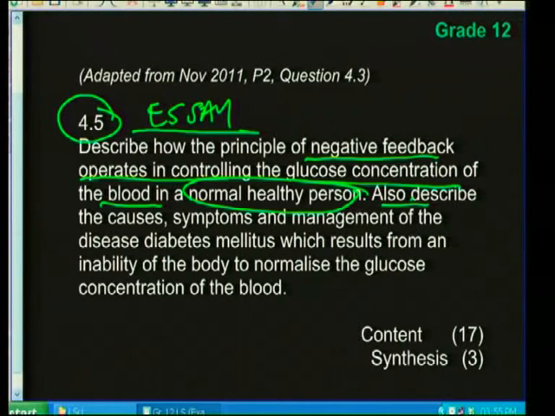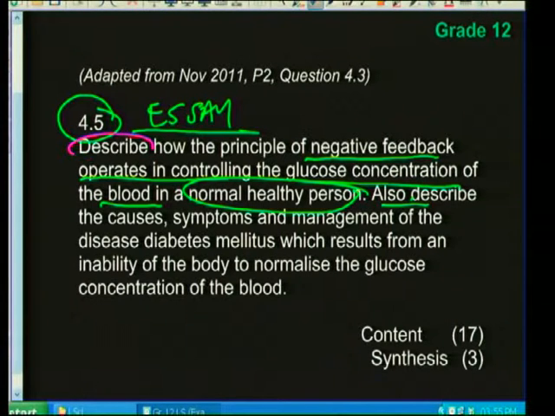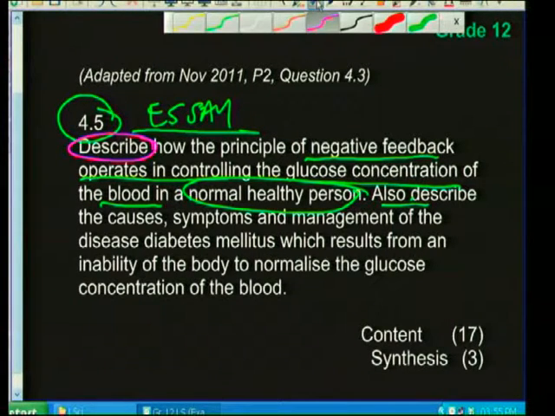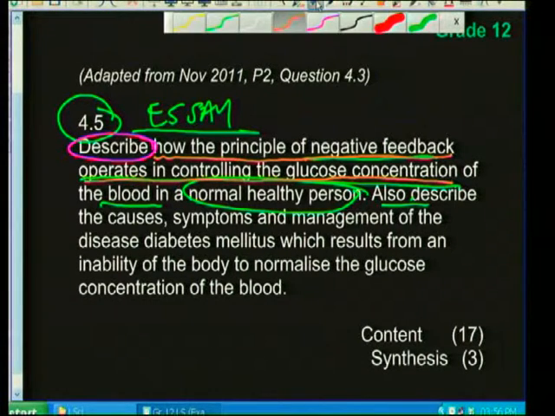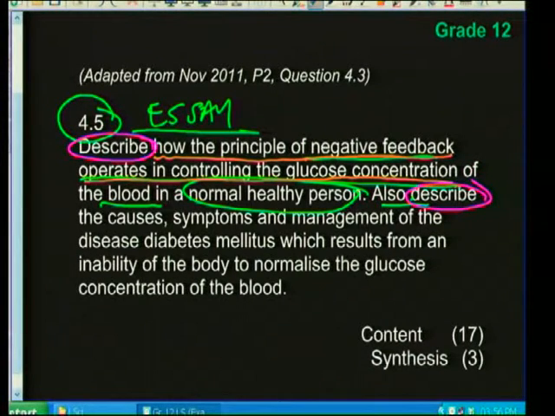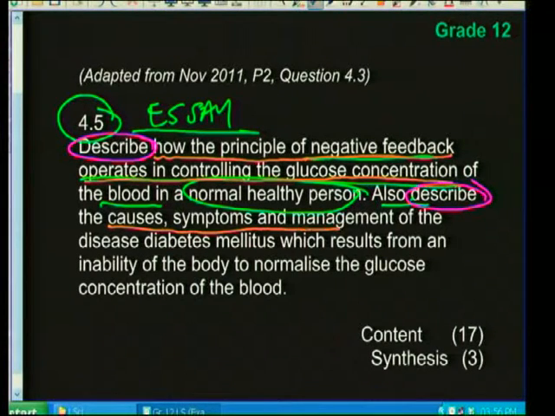Now, first thing I always tell you when you're doing the essay, look for the verbs. And the first verb is described. And you see that there's something written after that. What's all that? The principle of negative feedback operates in controlling glucose concentration. All right? The next verb, also describe. What do we do after that? The causes, the symptoms, and management of the disease diabetes mellitus, which results from whatever. The words after that don't matter in terms of your instruction.